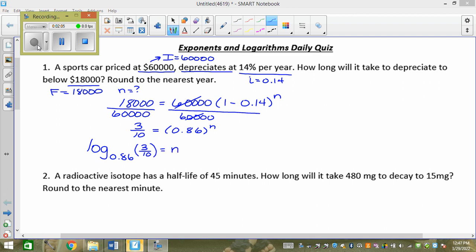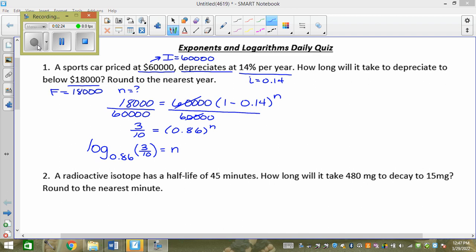So if you have the old calculators, you're going log 3 over 10 divided by log 0.6. If you have the new calculators, you can use the math button. Now, it's 7.98, so we're going to round to 8.